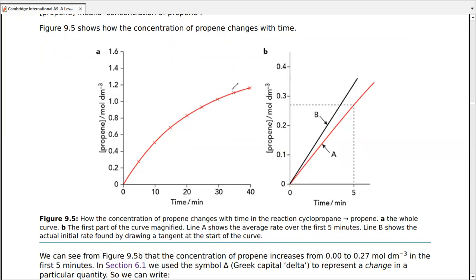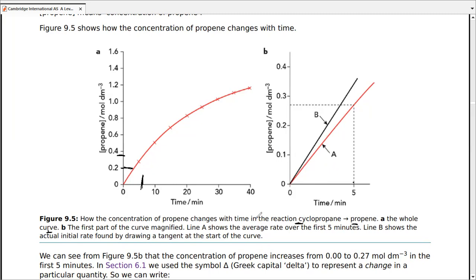So all the points have already been marked for you, showing how the concentration of propene changes with time in the reaction of cyclopropane to propene. The whole curve has been shown in A. Now in the B part, the first part of the curve is magnified, just the first 5 minutes. We are talking about this much portion of it.